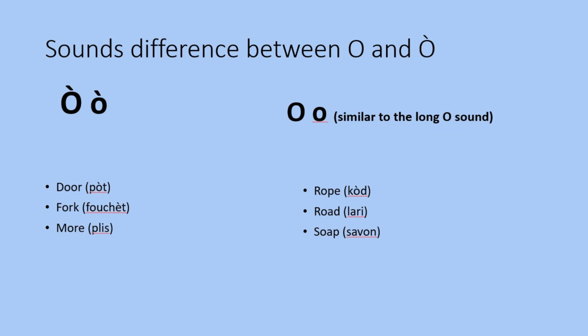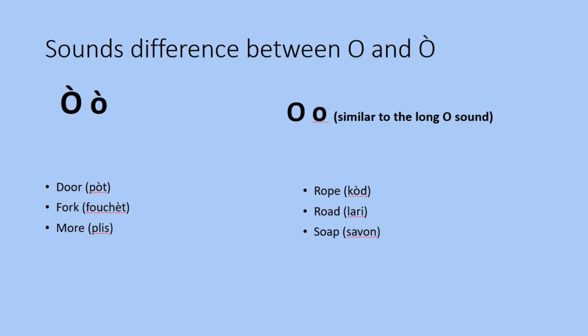Cord. And then when you have road, which is lari. If your kid's going outside, you said, don't go in the road, okay? Pal na laria, okay? You have soap, savon. Children, sometimes they forget to shower with soap. You tell them, don't forget to use soap. Pa bliye utiliser savon, okay?